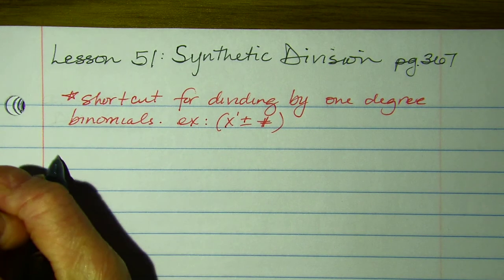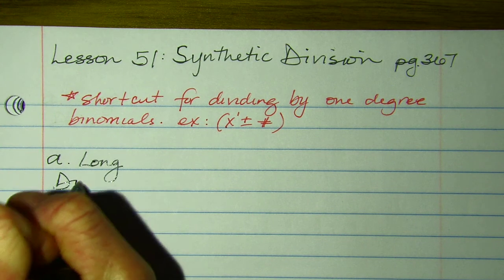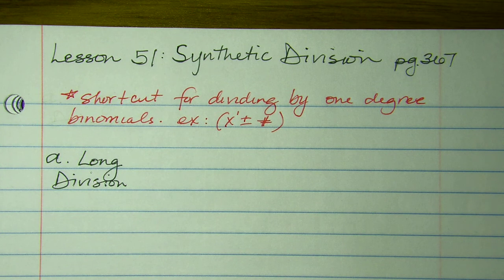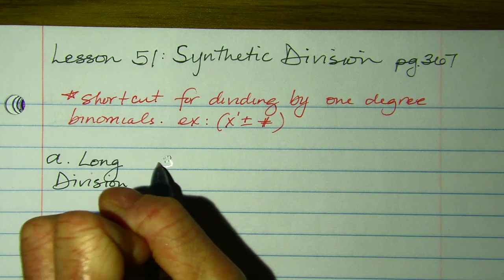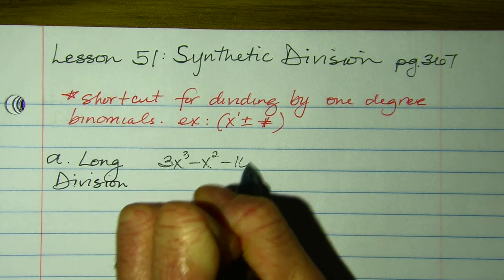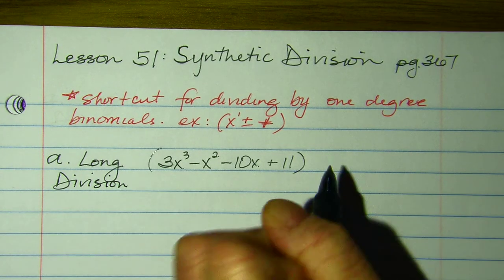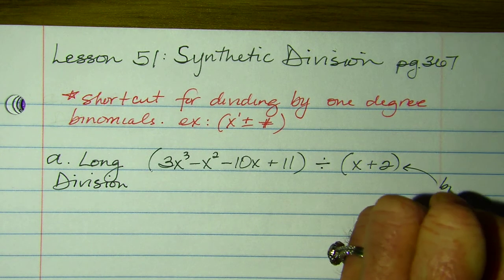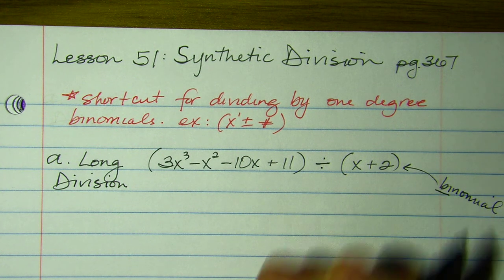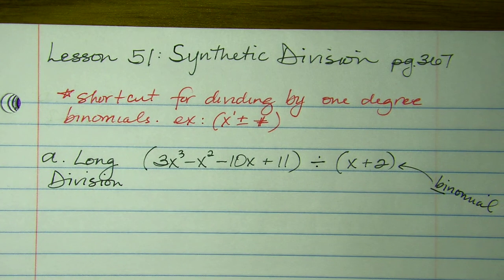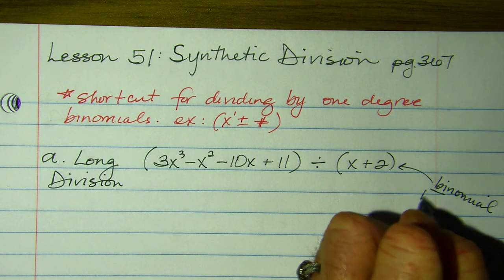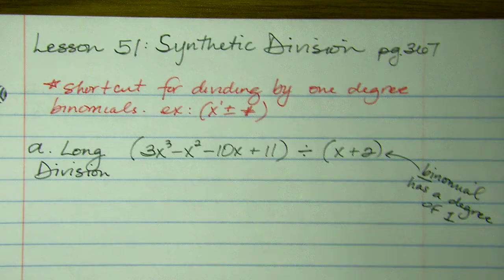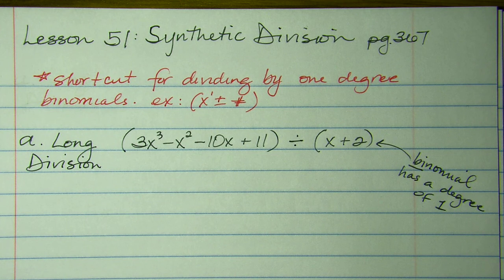In part A, it does ask us to do long division, but I'm going to change the polynomial so that when we do the shortcut, it makes sense. So we're going to divide the following: 3x cubed minus x squared minus 10x plus 11. We're going to divide this polynomial by x plus 2. Now that right there is a binomial because it only has 2 terms. The prefix bi means 2, I think. I don't know, I'm not an English major. But this binomial has a degree of 1. So I could use synthetic for this, but I want to review long division with you so you can see how much better synthetic is.